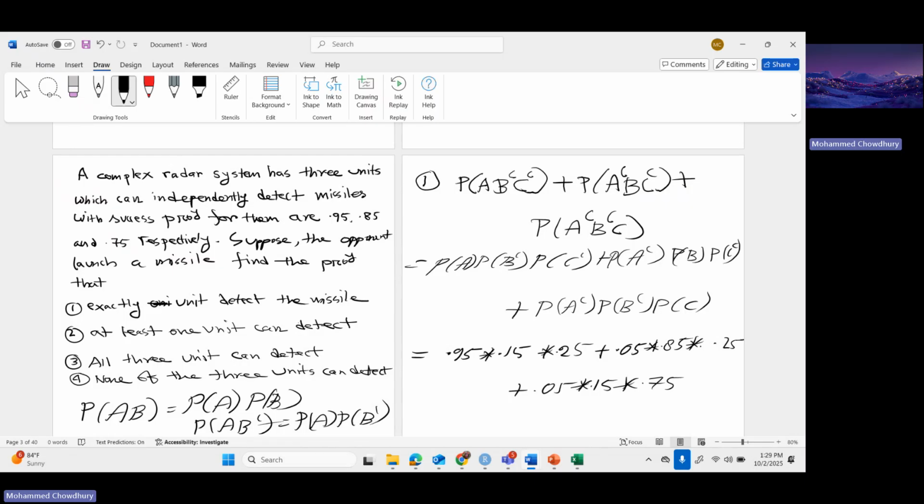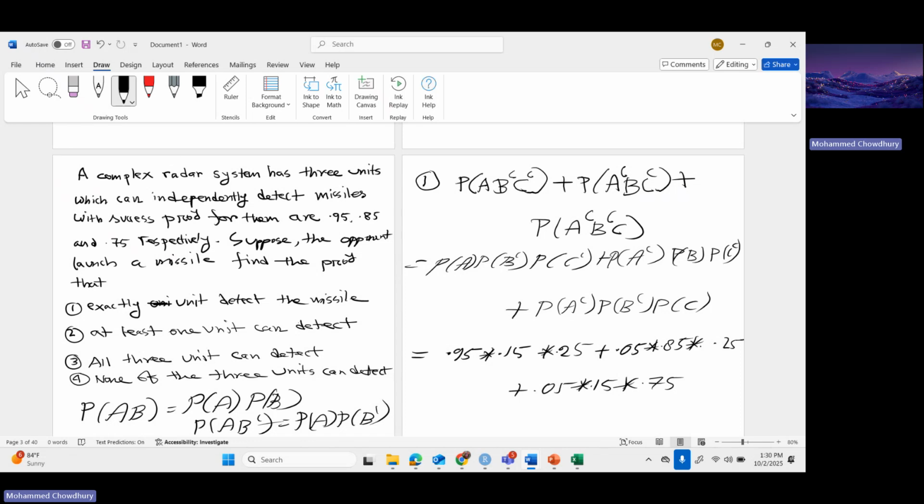So are you saying 0.95, 0.85, and 0.75 that was given, right? Yeah. So probability of 0.95 is to detect the missile and probability of 1 minus 0.95 is to not detect the missile. Failure to detect the missile. 1 minus 0.95 is 0.05. I've never written 0.15.